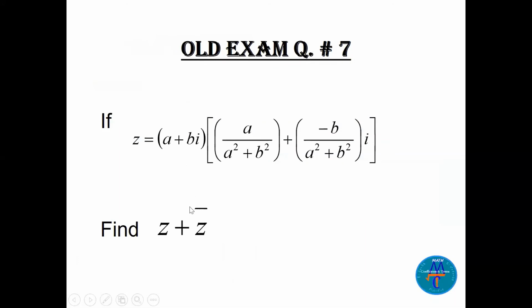Now this one, it looks difficult. It looks difficult, I agree. z is equal to all this: a plus bi in the bracket, a over a squared plus b squared. Find z plus z bar.